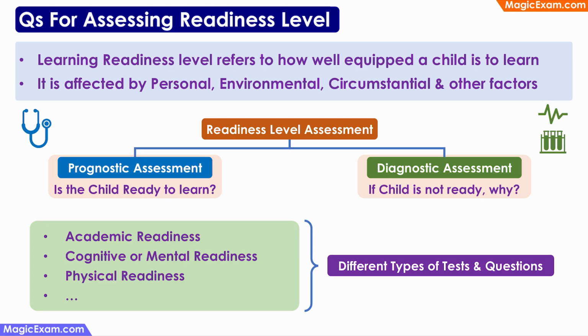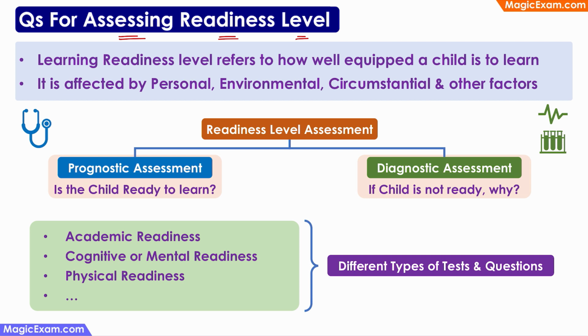So the first step is to assess the readiness level of the child. That is, is the child ready to learn the chapter or the subject or the topic that you are trying to teach? Using the same example that we spoke about earlier, if you are trying to teach the child about the formula for calculating the area of a triangle, first you have to assess whether the child is ready to learn, right? Because does the child know the basics of a triangle?